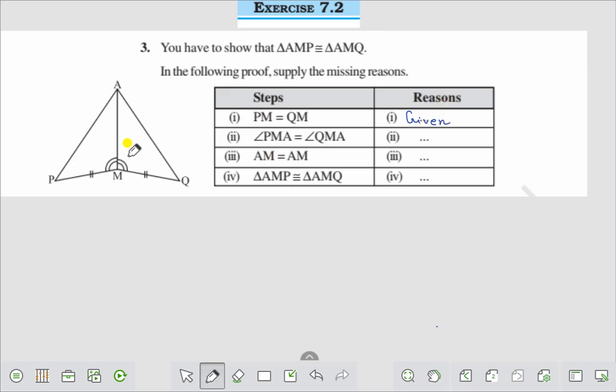And 2 is angle PMA is equal to angle QMA. It is also given. And side AM is equal to AM, that is the common side.